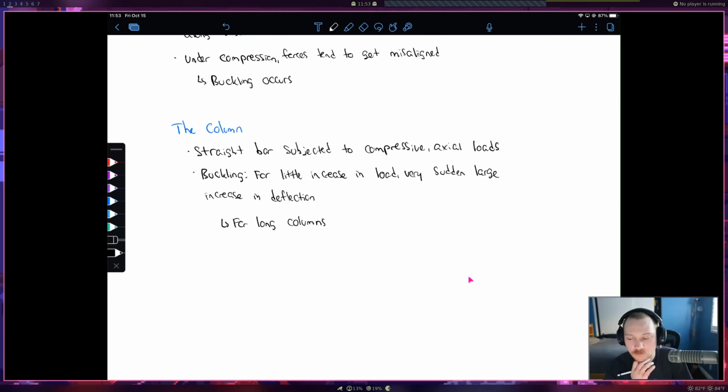And also to note, when buckling occurs, that's stability failure. So it's not material failure, so it's not like it's failing because of yield stress or something like that. It's failing from stability failure. And again, that's because those compressive loads get misaligned, and at some point there's going to be that very large increase in the deflection.